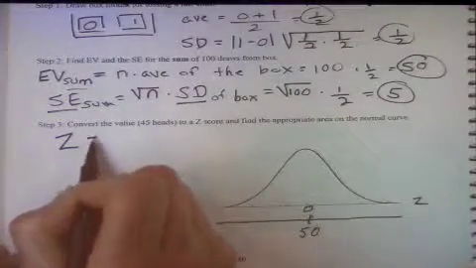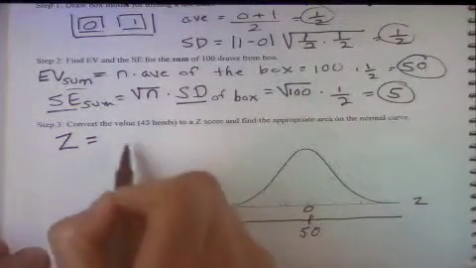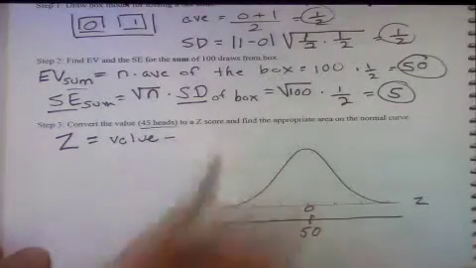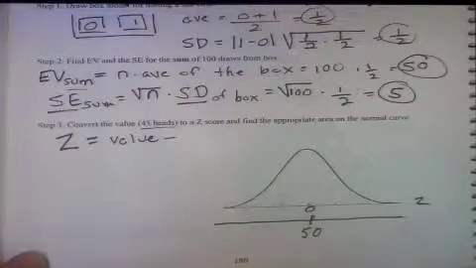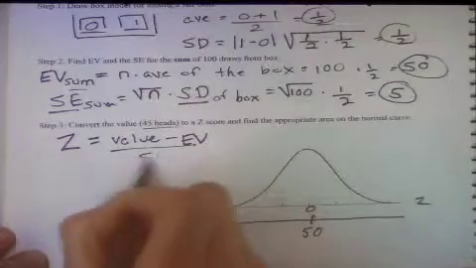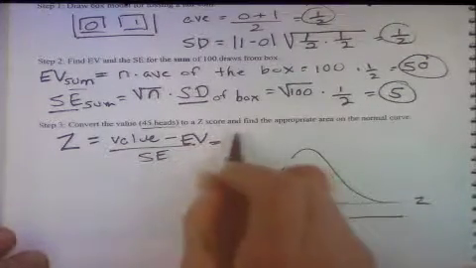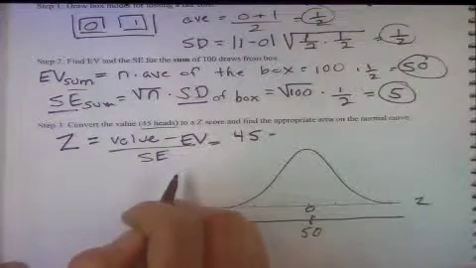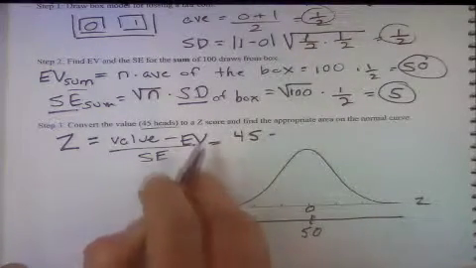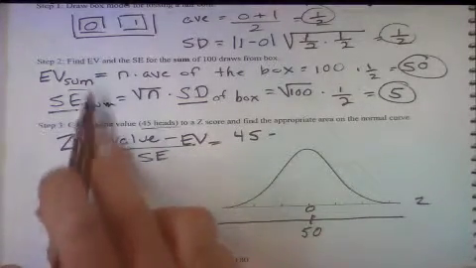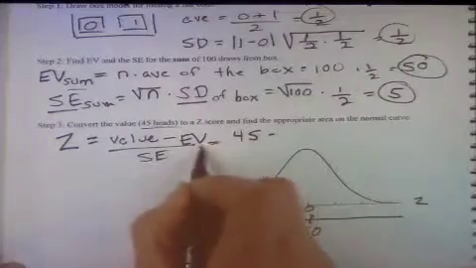So z equals, remember, the value, which is 45, minus, not the average, but the expected value, over a standard error. Now, which expected value should I be talking about here? Am I talking about sums, averages, or percents? Sums. So that's the standard error we're going to be using.